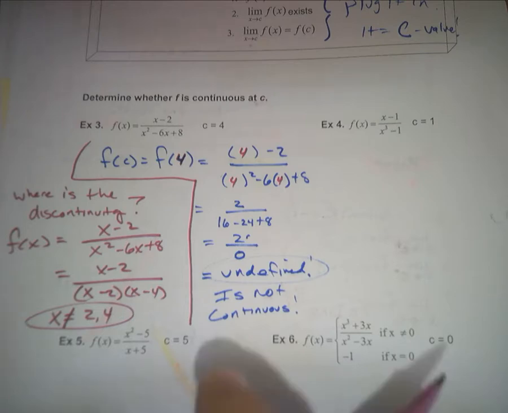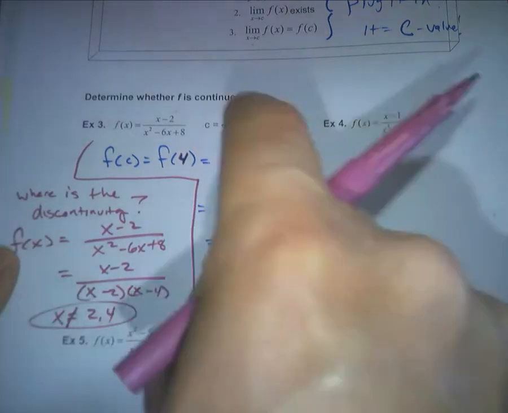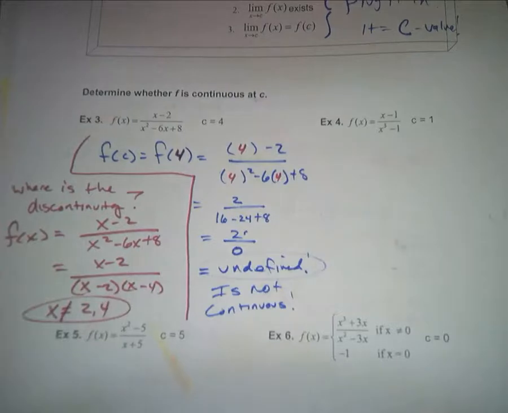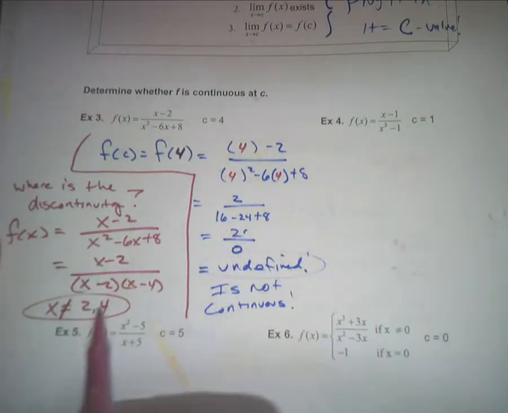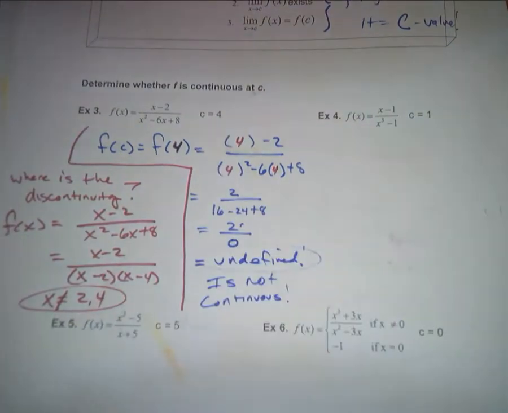Don't really need to do that unless they ask you that question, but if they give you the C value, just plug and chug. It's just super easy. But this is another way to answer that question. If you get these two values and that's one of the C values, you know for sure it's not going to work.